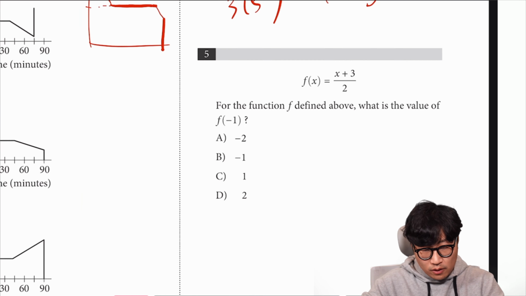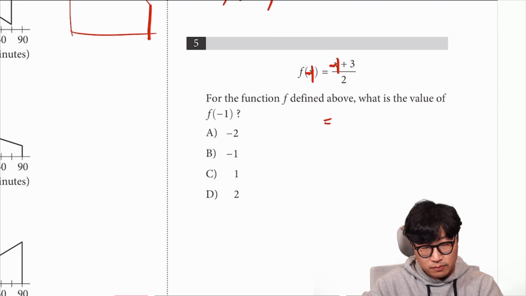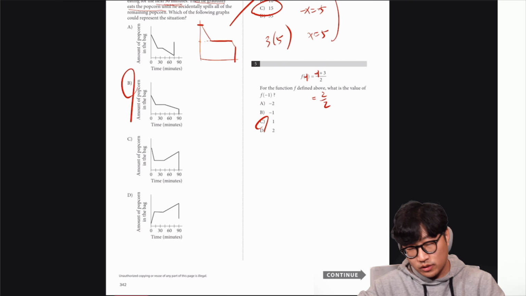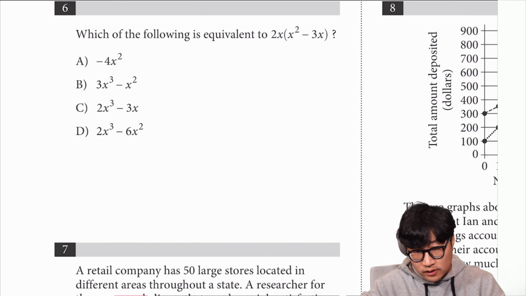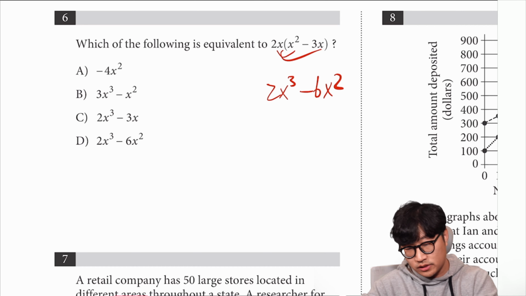Number 5, for the function, what is the value of f of negative 1? So just put that negative 1 right there, and that would simply be 2 over 2, which is 1. Cool. Number 6, which of the following is equivalent to this? Just distribute that. 2x cubed minus 6x squared, which is answer choice D.